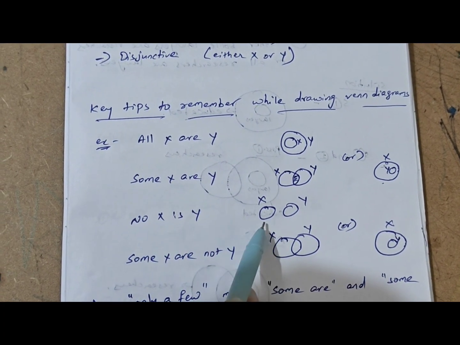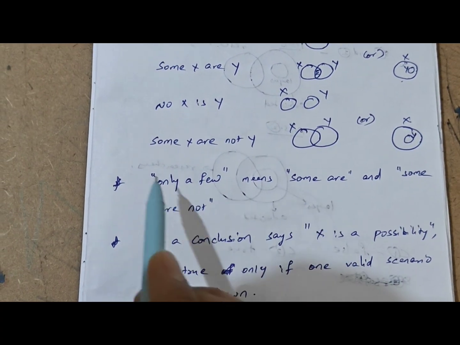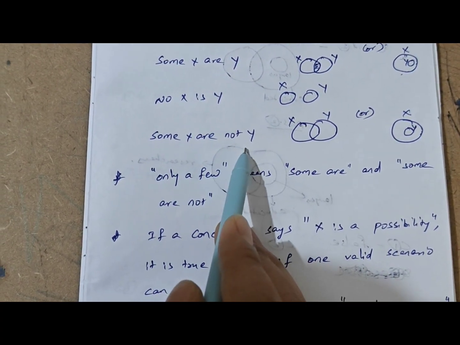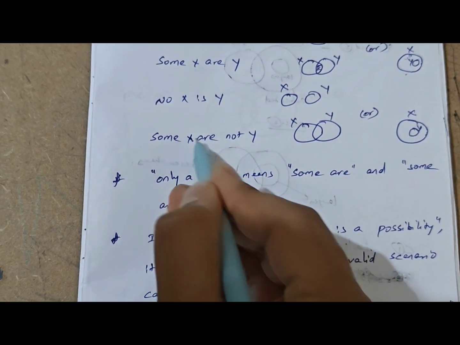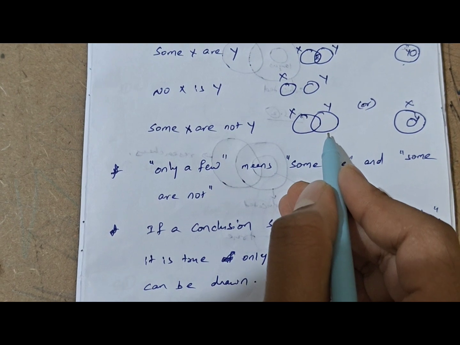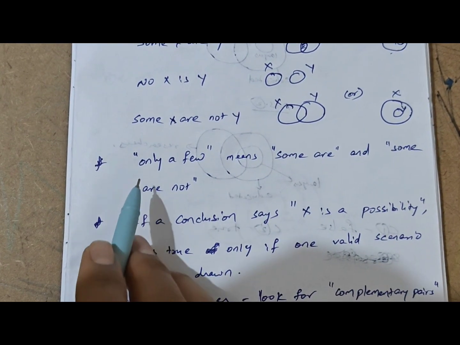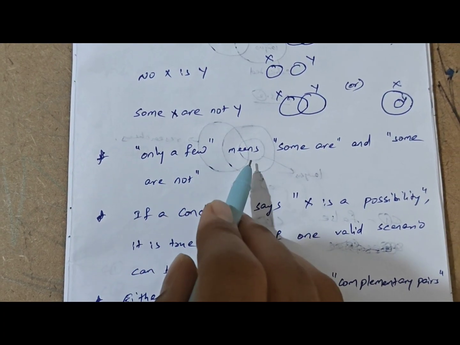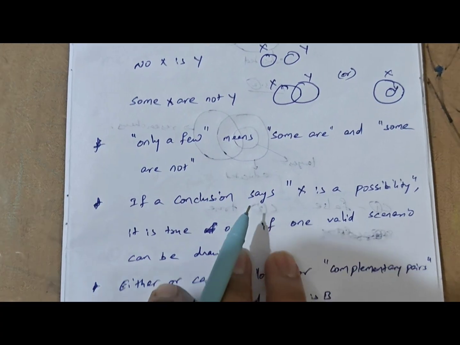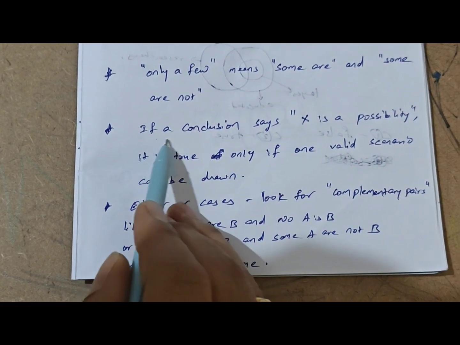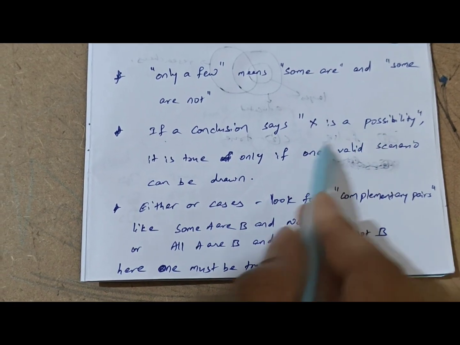No x is y: both the x and y circles should be separate. Some x are not y: x and y should overlap as in the second case, and the whole of y should be inside x. Only a few means some are and some are not. If a conclusion says x is a possibility, it is true only if one valid scenario can be drawn using Venn diagrams.